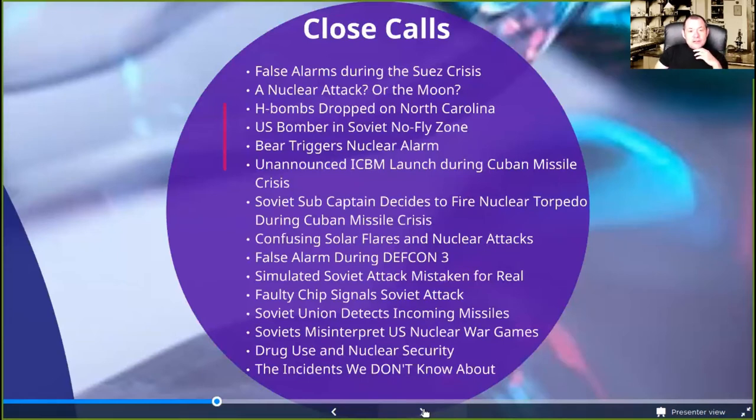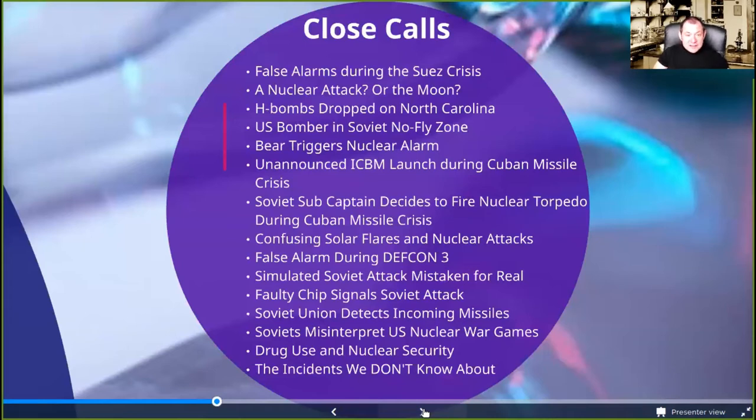Now, if the Soviet leader had not been visiting New York at the time, then the threat may have been perceived as a reality, and retaliation could have been made, and nuclear war could have begun, and we probably wouldn't be alive right now.